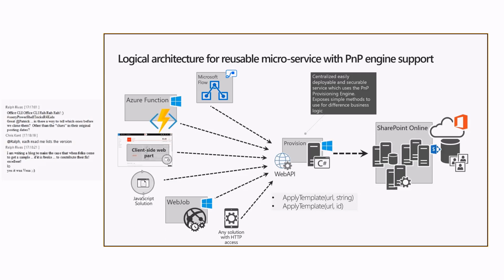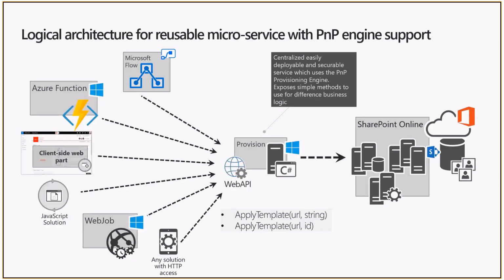You publish that in your client-side web part, which only calls the web API and says, "Hey, apply template to this URL, with that ID of the template," done. So you don't actually need to have the template on the consumer side or the client side. You just call the centralized service and say, "Hey, here's my template." Or there could be multiple APIs or signatures of the applied template. Another could be that it's actually providing the template which is going to be applied on the SharePoint side.